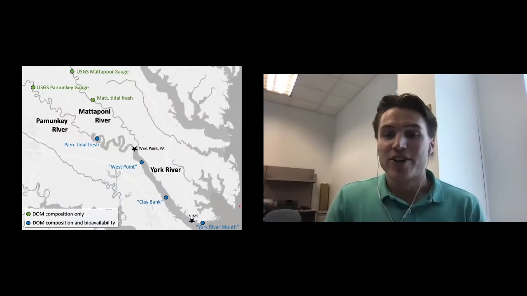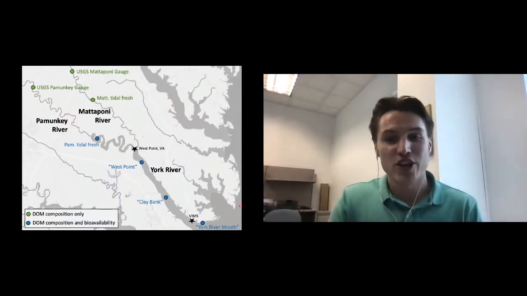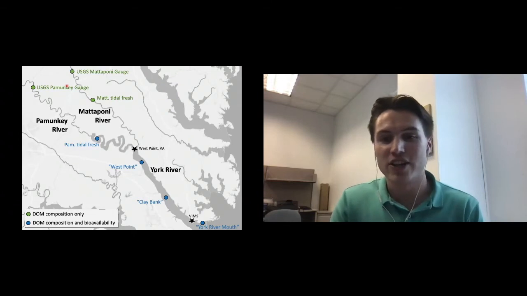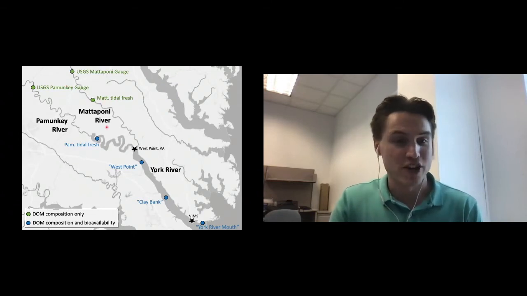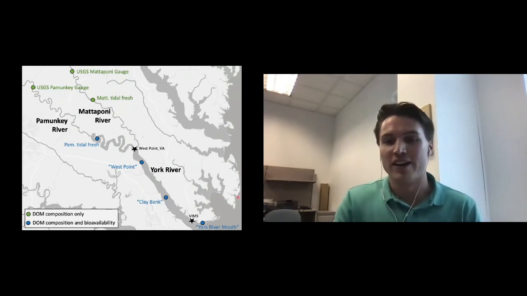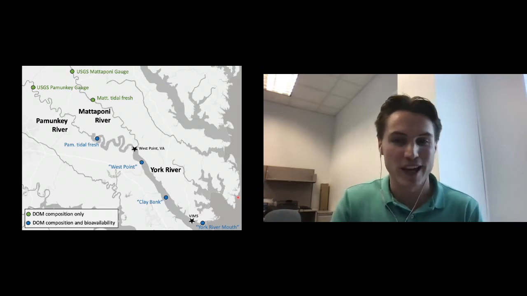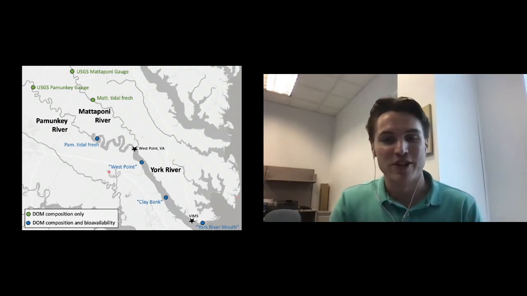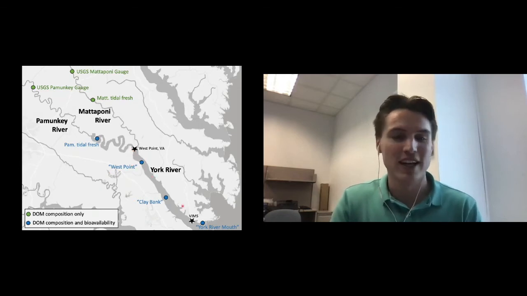So for this study, we considered several locations along the York River estuary and within its two main tributaries, the Pamunkey and Mattaponi rivers. So just to briefly go over these, we have the watershed fall lines at the Pamunkey and Mattaponi USGS gauging stations, as well as two tidal fresh sampling locations in either tributary, and then 3 sampling locations along the York River itself. And the station names along the York River were named just according to their relative location. So West Point is named just because there was a station closest to West Point, and so on and so forth.